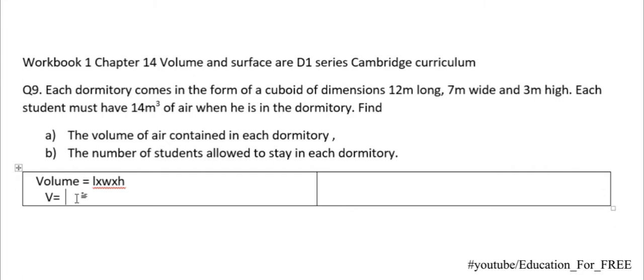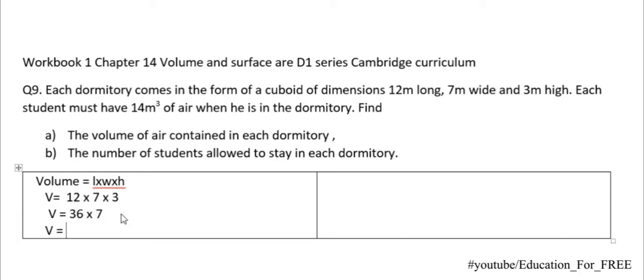So let us now put the values in the formula. Volume is equal to 12 is the length, and then 7 width, and then height is 3 meter. 252 is the total air that is contained in this dormitory, and we'll put cubic meters with it because three quantities have been multiplied, each having meter, so in the end that meter will also be cubed. Now let us calculate how many students can be adjusted in this specific dormitory.